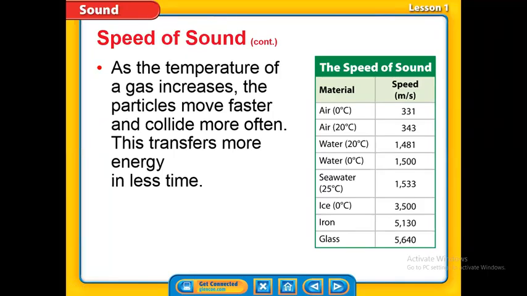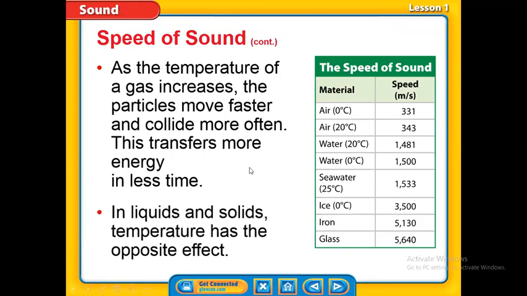So we learned that as the temperature increases in gases, the particles will move faster, like in air, right? It will take less time. But in liquids and solids, it's totally the opposite. Okay? If you look at the table here, you find the water with higher temperature has less sound speed than the water with lower temperature. And ice also, and iron.